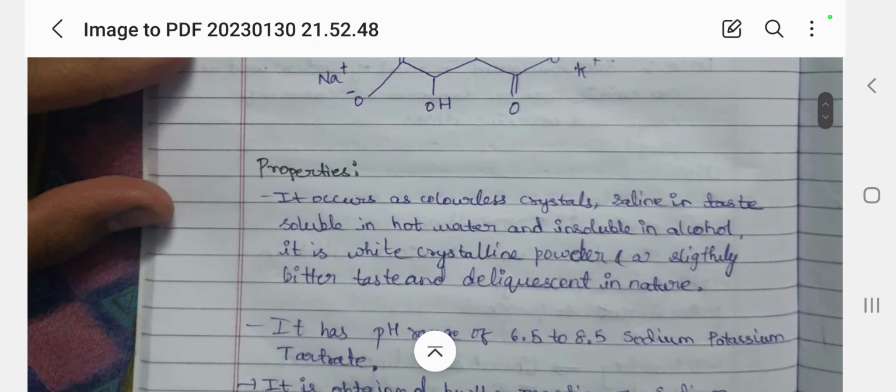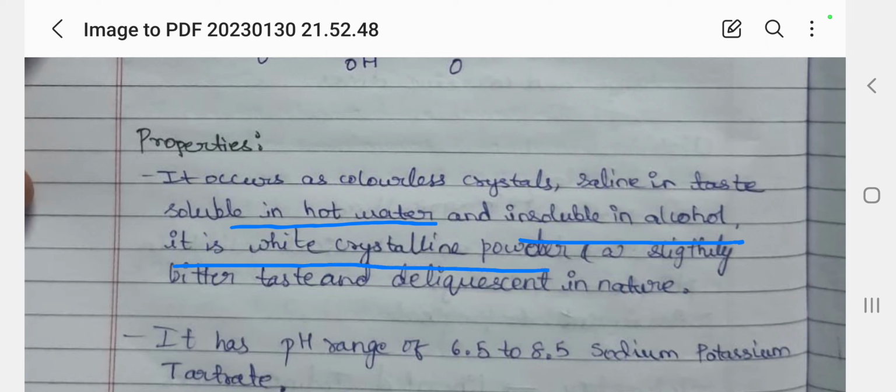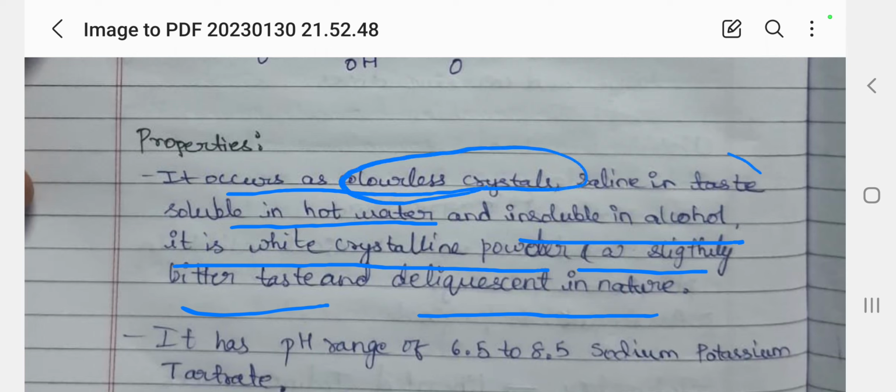It occurs as a colorless crystal, saline in taste, soluble in hot water and insoluble in alcohol. It is a white crystalline powder, has a slightly bitter taste and is deliquescent in nature. So these are the properties. Once again let me repeat. It occurs as a colorless crystal, saline in taste. Saline in taste is nothing but a somewhat slippery taste while we are taking it.